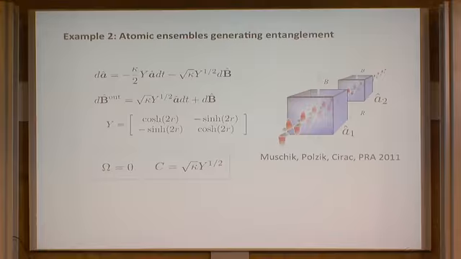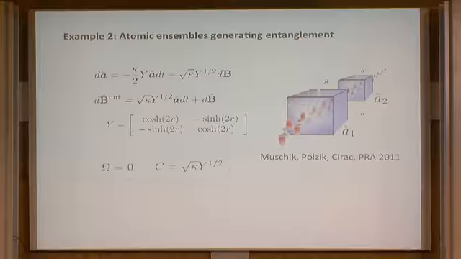Okay, so I'm just showing the second one. The next one is atomic ensembles, which are connected by the optical fields. So A1 and A2 are the collective lowering operators of the ensemble. This approximation has already been taken. This system also follows a passive linear quantum system.